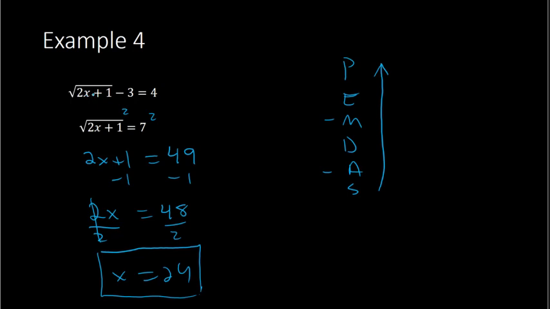I'd have 2 times 24 plus 1, which is 49. So the square root of 49 is 7. 7 squared is 49. So 7 minus 3 is 4. That is true, so we have the correct answer.